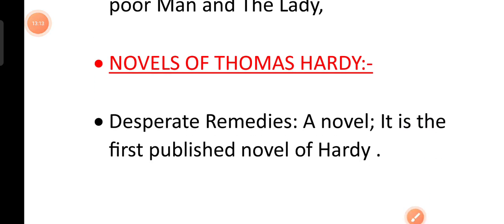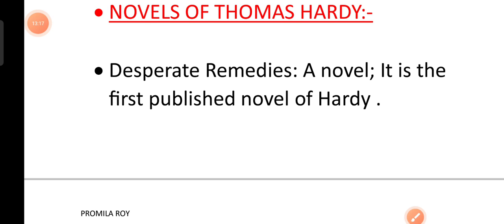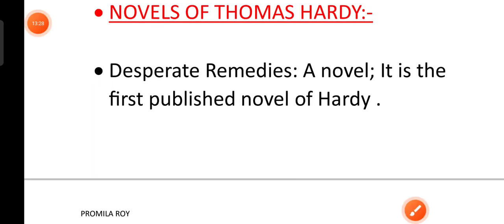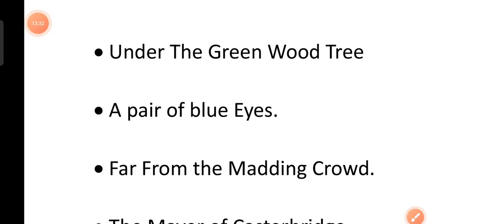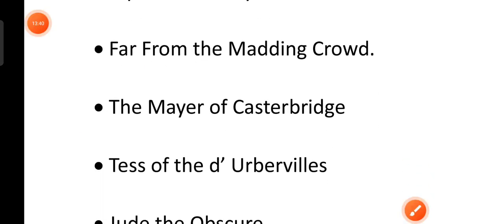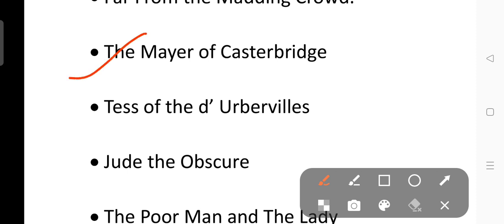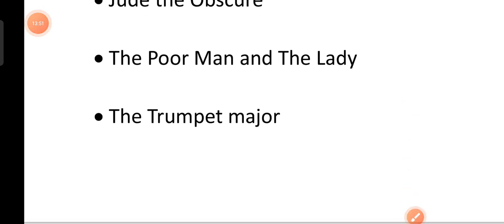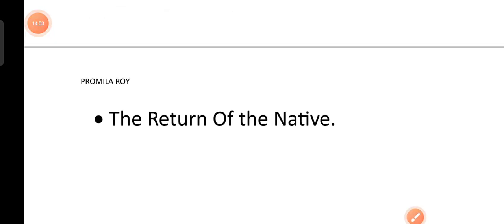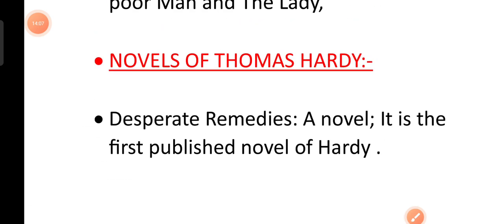Then we will see the novels of Thomas Hardy. Desperate Remedies, a novel. It is the first published novel of Hardy, that is Desperate Remedies. Under the Greenwood Tree, A Pair of Blue Eyes, Far from the Madding Crowd. Then The Mayor of Casterbridge, Tess of the d'Urbervilles, Jude the Obscure, The Poor Man and the Lady, The Trumpet Major, The Return of the Native. Okay, The Return of the Native. These are all important novels of Thomas Hardy.